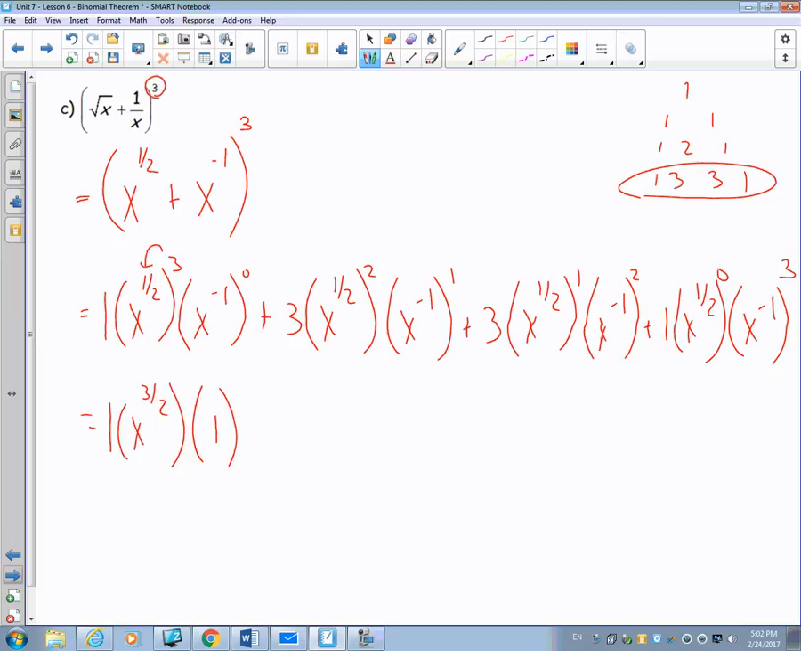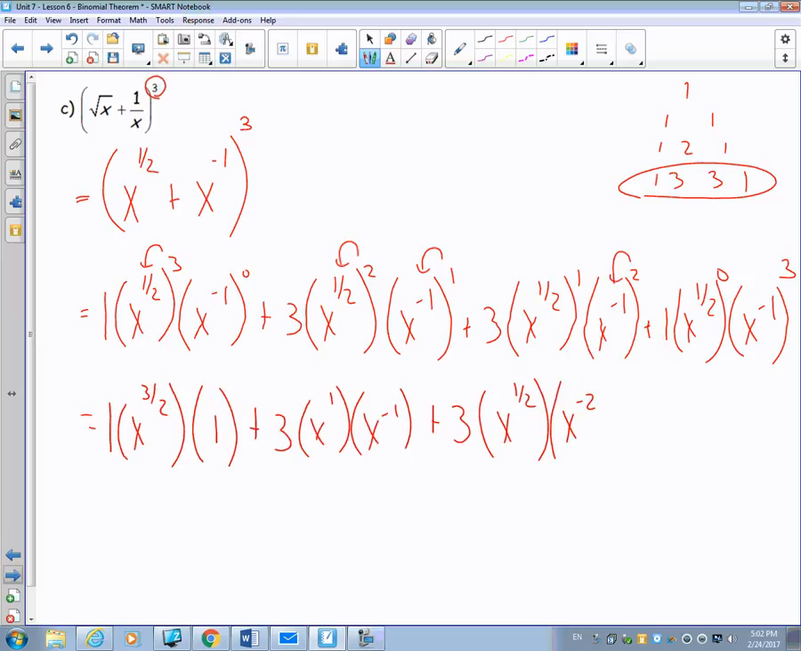Power of 0, 1. Okay, power to a power, half of 2 is 1. Power to a power, negative 1, plus 3. Power of 1, multiply that one in, we get x to the negative 2, plus 1 times 1, negative 3. Multiply each piece together now. So we get x to the 3 halves, plus 3.